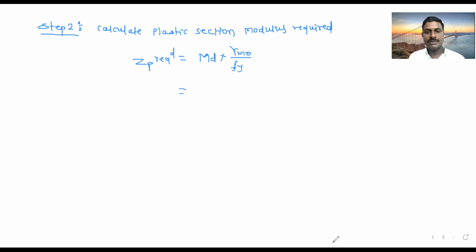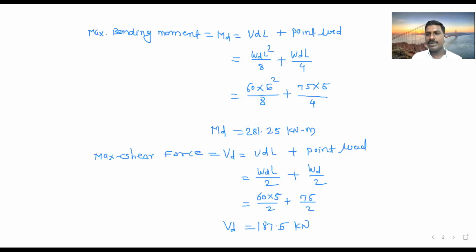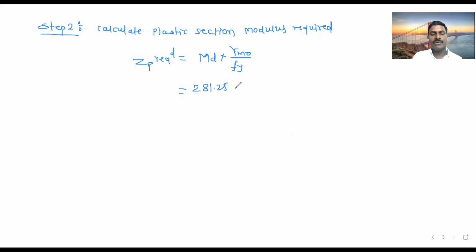MD we have calculated. How much is the MD value? MD is 281.25. This is in kilonewton meter. Here gamma M0 and Fy, these two are in Newton per mm square. So we have to convert this kilonewton meter into Newton mm. We have to multiply by 10 raised to 6. Why? Kilonewton is 10 raised to 3 and meter is 10 raised to 3. So 10 raised to 3 times 10 raised to 3, we have to multiply by 10 raised to 6 for Newton mm.